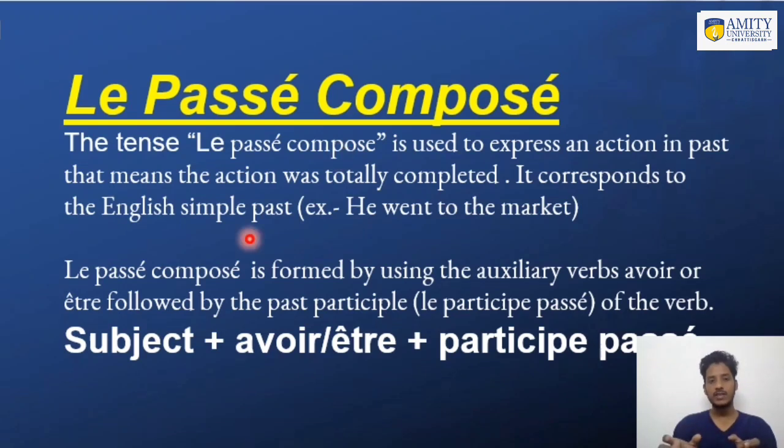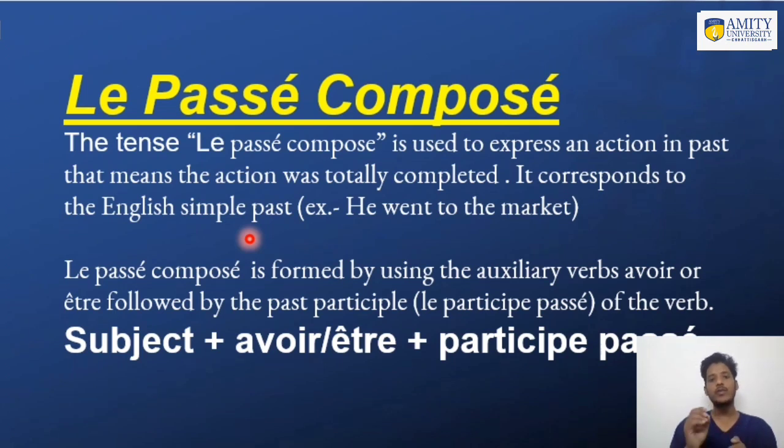Now, how to make a sentence into le passé composé? How to write a sentence in past tense in French? Before going to that, I want to say how to make a sentence into past tense in English. In English, we use subject plus the second form of the verb. For example, go. What is the past tense of go or second form? Go, went, gone. So second form is went.